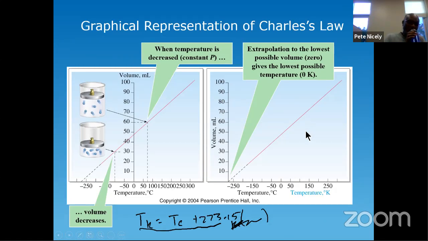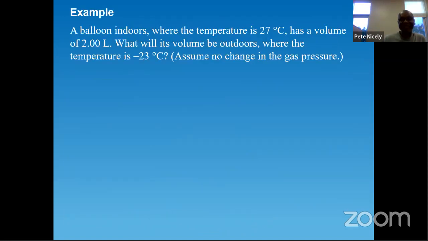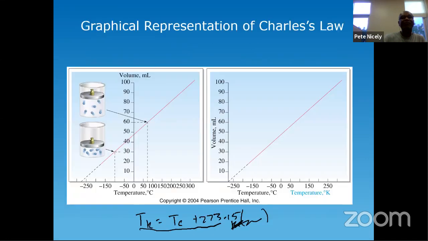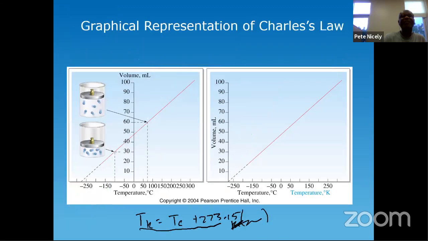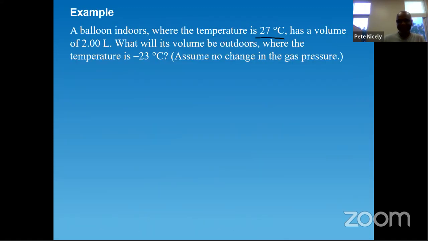Okay, so based on this, we can do this example. So this question gives you the initial temperature. Oh, one more thing I should have mentioned. Okay, Charles' law can be expressed mathematically. I did not mention that. And that is V1 over T1 is equal to V2 over T2. All right, that's Charles' law.